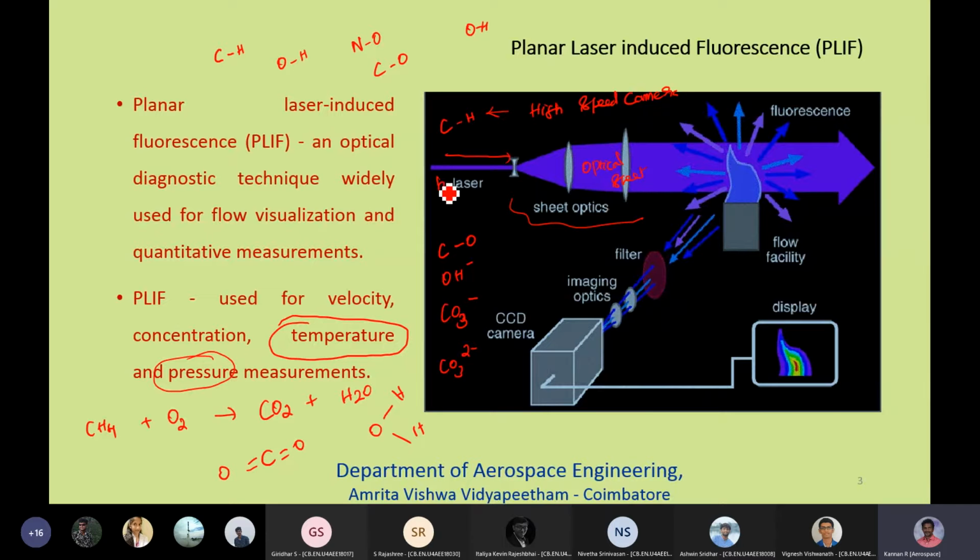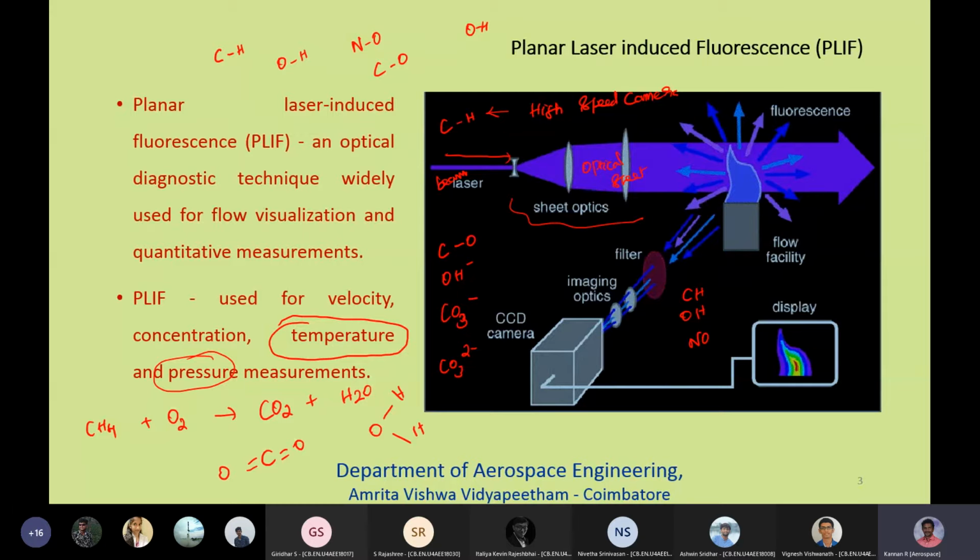Here you can see a beam. Now it's going to flow through the field, and the flow has fluorescent particles. So what will happen? They are going to be illuminated. Now what we are doing is capturing with a filter. As I mentioned, you have to buy a simple CH filter, OH filter, NO filter like that. Using that you can capture your species.